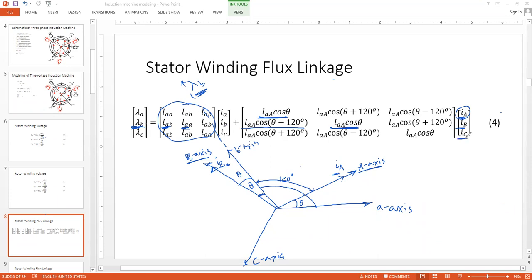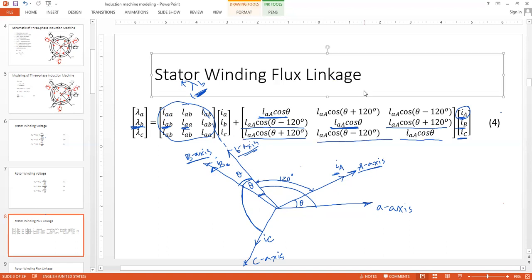Lambda b and IC means what? Means the current is here, I capital C, rotor current. You are looking for lambda b along this axis. This is the lambda b axis. So how much would it be? This is 120 degree and this is theta. So 120 degree plus theta. In the same manner, I hope you can complete this matrix.